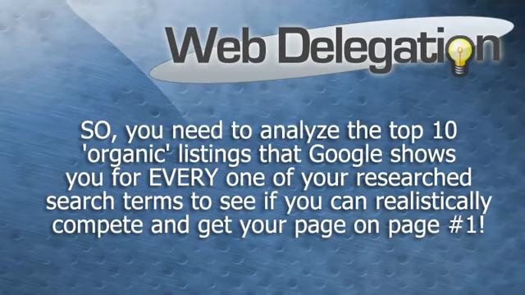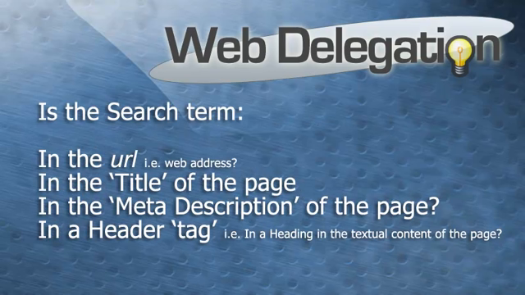So here's the thing, for every one of your search terms you are going to need to go and type it into Google in your country, UK, US, wherever. Look at the top 10 rankings, and for every single one of those rankings, analyze that website and look for different things. For example, is the search term in the web address? Is it in the title of the page? Is it in the description that you see on Google? Actually go to the page, find out if it's in what's called a header tag, i.e. is it above a paragraph in sort of bolded text?